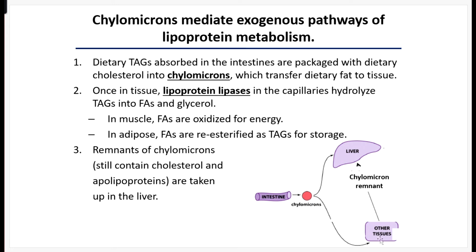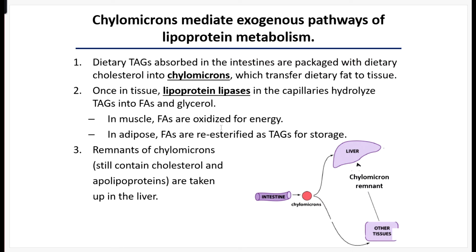Chylomicrons will either move towards tissue or move to the liver. When it moves to the tissue, once it gets to the capillary level, there are lipases, enzymes that break up fatty acids, in the capillaries that can bind specifically to chylomicron lipoproteins, break off TAGs, and produce fatty acids and glycerol. And then in the muscle, fatty acids are oxidized for energy. If the chylomicron makes it to the adipose tissue, fatty acids are rebuilt as TAGs for storage.